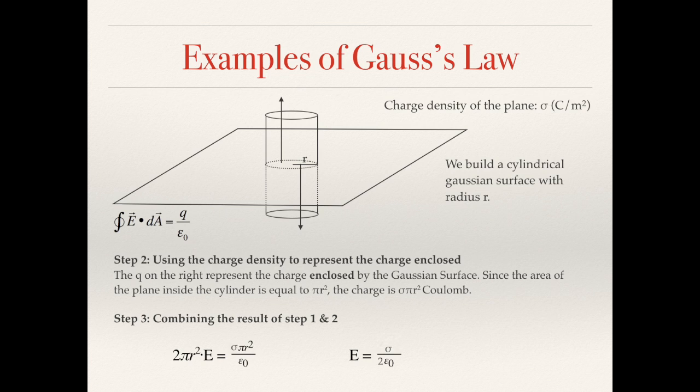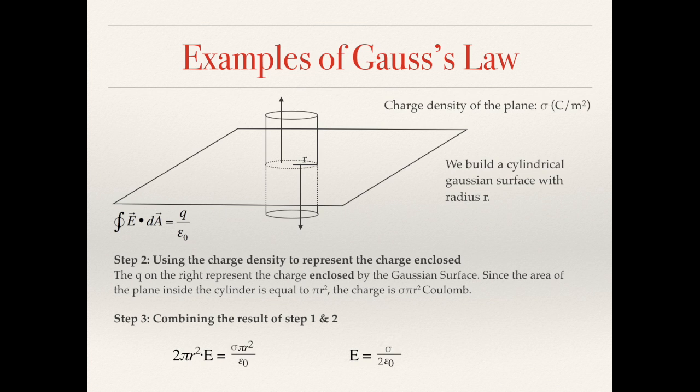There's something interesting in this case. The first is that no matter what the radius of the Gaussian surface we chose is, the result will always be the same because the r squared will cancel out. And this is intuitive because the different ways we try to calculate the electric field will always give the same answer for the same object we are measuring, in this case the infinitely large plane.